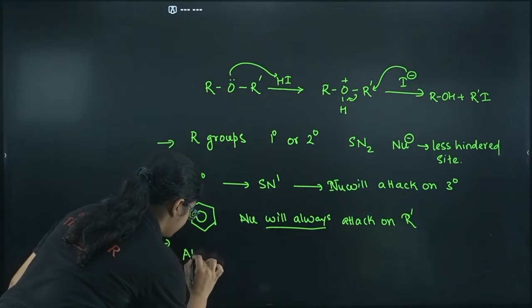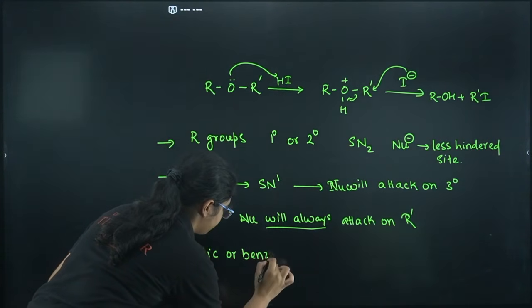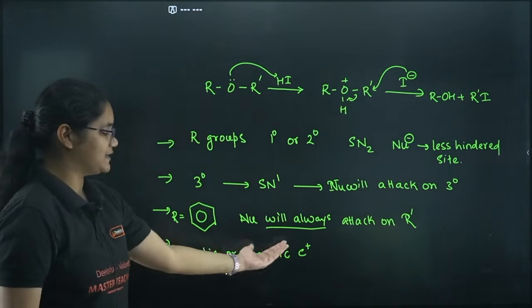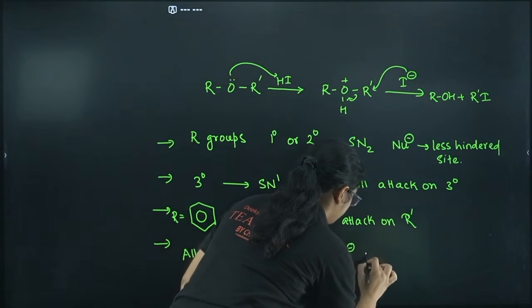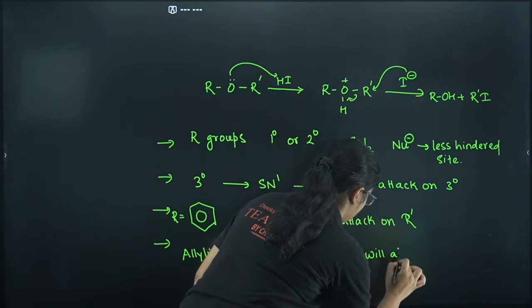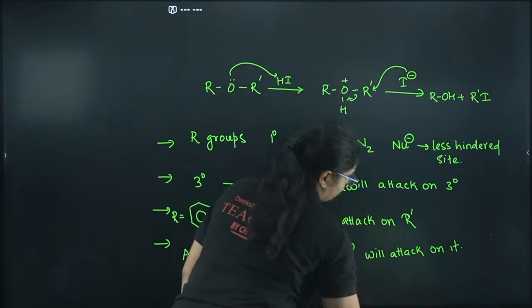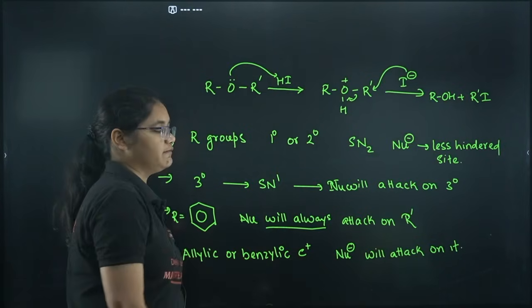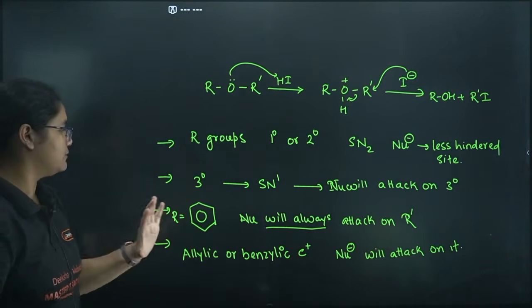If you have an allylic or benzylic carbocation, then the nucleophile will attack on it. If there is an allylic or benzylic carbocation, then the nucleophile will attack on this one. Now I'll give you an example for all these 4 steps so that it will be clear.